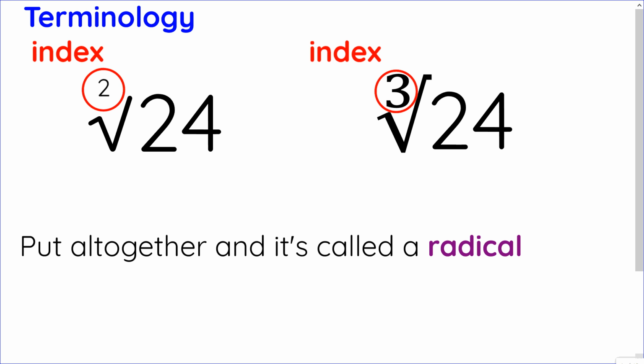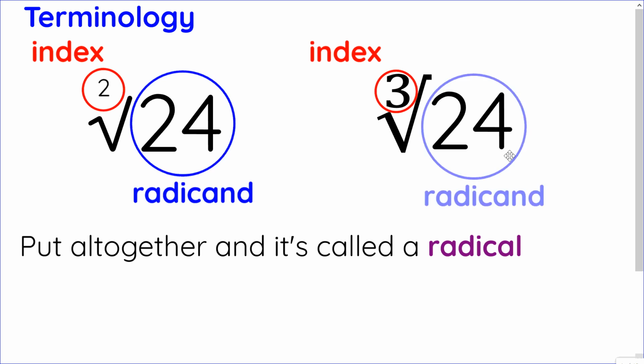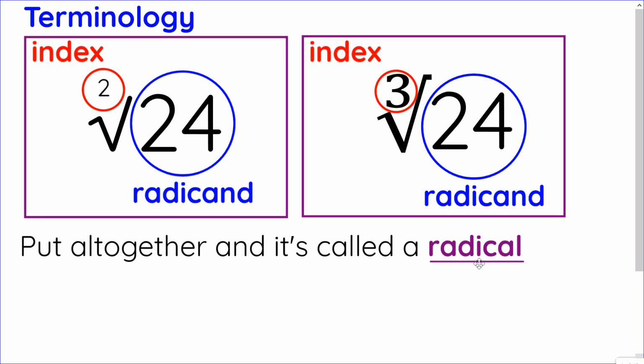Now, both of these numbers have a number entirely under the root sign, and that number is called the radicand. So that's what's underneath. When you put together the index, the root, and the radicand, the whole thing all together is really cool. So cool, in fact, you could call it radical.